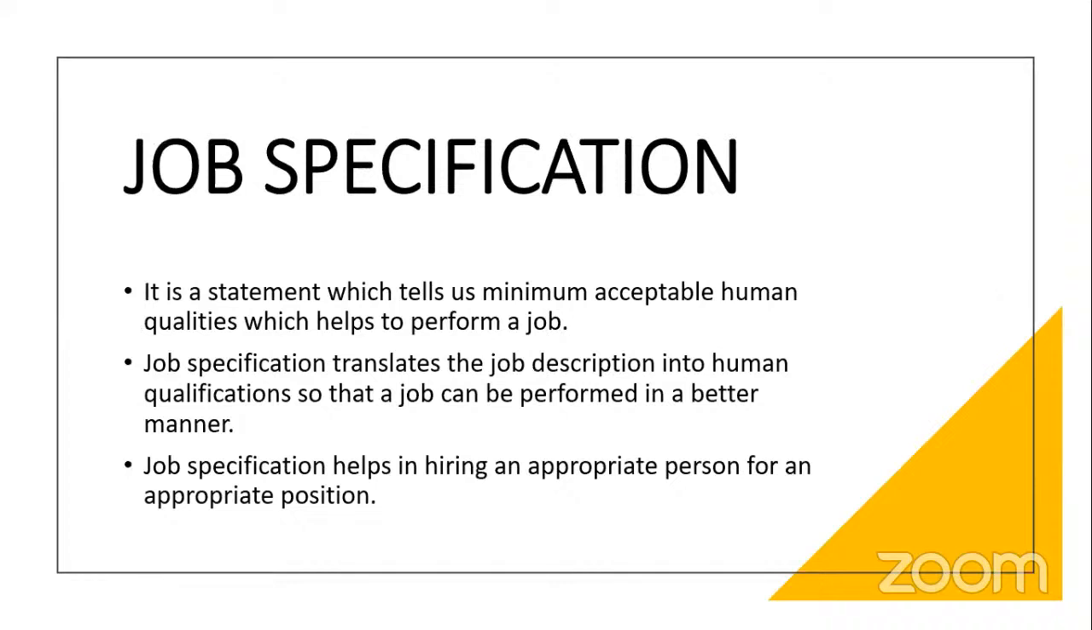Job specification. It's a statement which tells us minimum acceptable human qualities which help to perform a job. Job specification translates the job description into human qualification so that a job can be performed in a better manner. Job specification helps in hiring an appropriate person for an appropriate position.